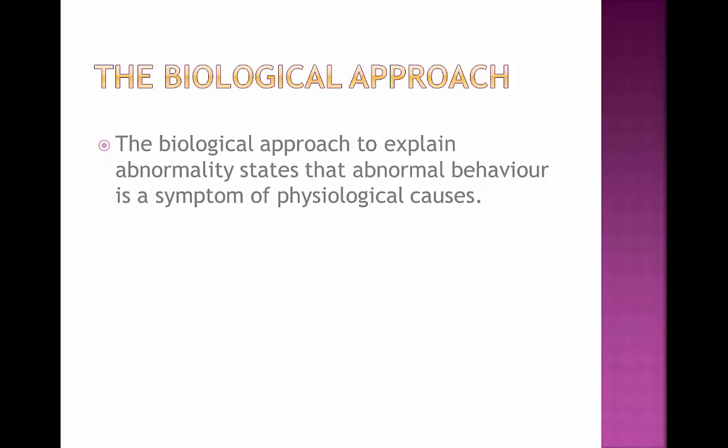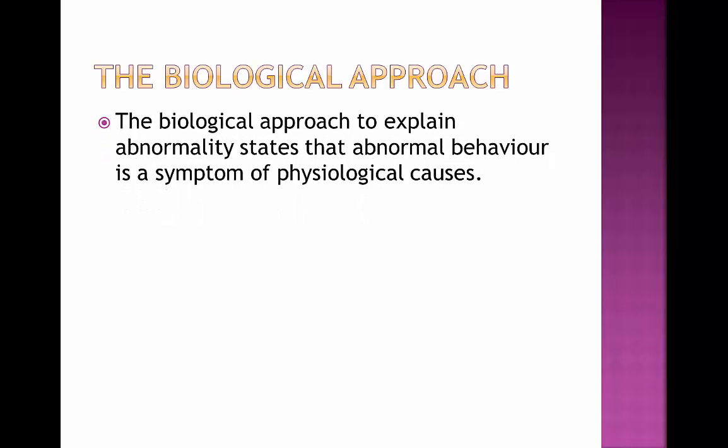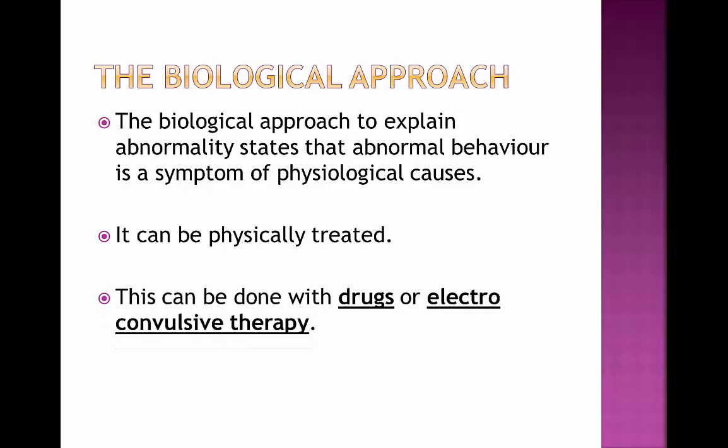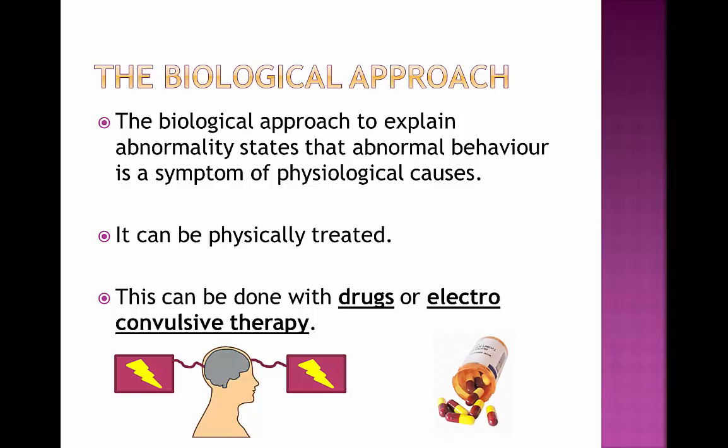The biological approach is used to explain that abnormality is a form of explaining abnormal behavior which arises from symptoms caused by physiological causes. So this pretty much sums up to say that physiological causes of the body are going to make someone be abnormal. Therefore, it can be physically treated by manipulating how our body works. And we can do this by either using drugs or electroconvulsive therapy, both of which are techniques used in order to try and change our body chemistry or the way our body works in order to become less abnormal and more normal.